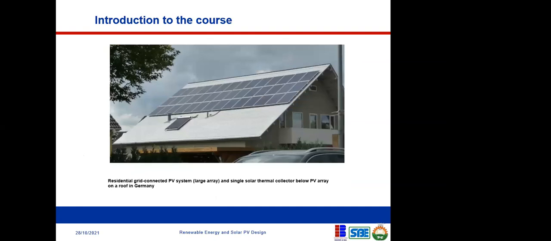I think there is a picture here. So this way you're going to see these two technologies. Now the upper picture you're seeing are the solar panels. Then below it, this is the solar thermal collector. This is a solar water heater, the one below it. So now this is a residential building. They have both solar thermal and solar PVs mounted on their roof.